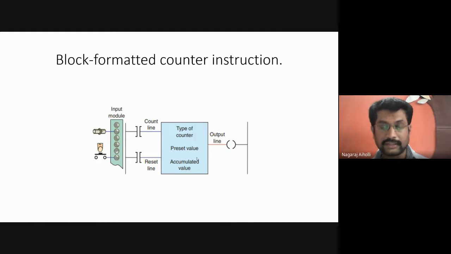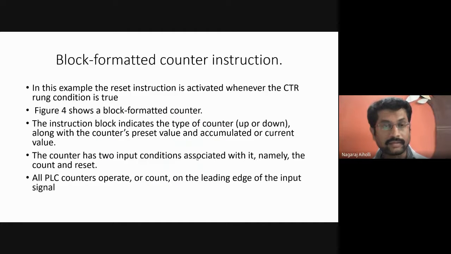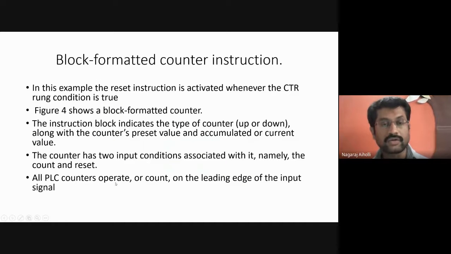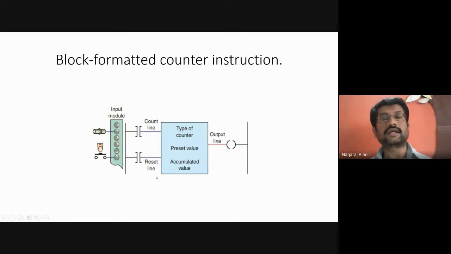Okay, let us see that point again. The instruction block indicates a type of counter along with the counter's preset value and accumulated or current value. The counter has two input conditions associated with it, namely the count and the reset. One is the count input line, another is the reset line. All PLC counters operate or count on the leading edge of the input signal.